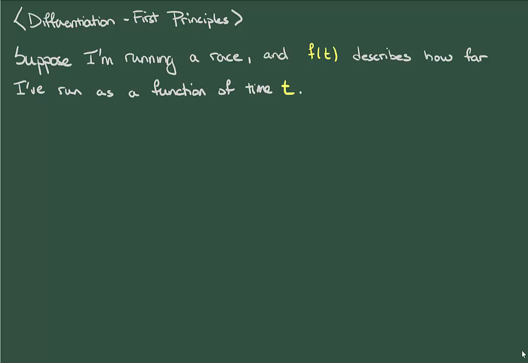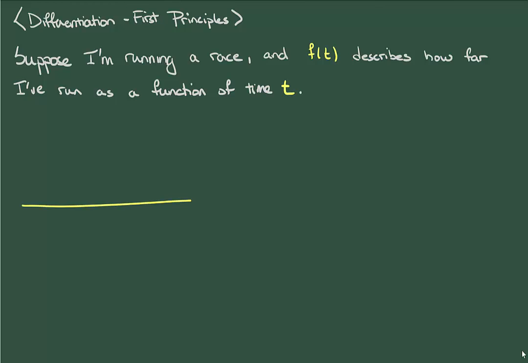The purpose of derivatives is to use information about a function to determine how quickly a function is changing. This idea is super useful in tons of fields, but to demonstrate, I'm going to use something to which everyone can relate. Let's suppose that I'm running a race, and we have a function f of t, which describes how far I've run as a function of t.